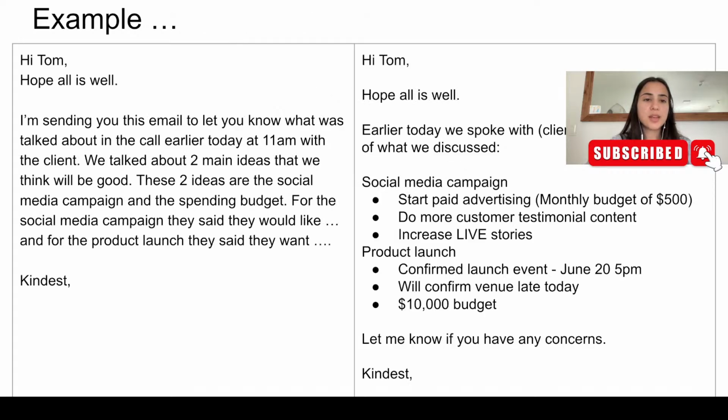First one. So here we've got an example of a long email. It's too wordy. We're using the same words over and over again, and we're not really getting our point across immediately, which is kind of what you want to do in an email. You want to keep it short, concise, and succinct.